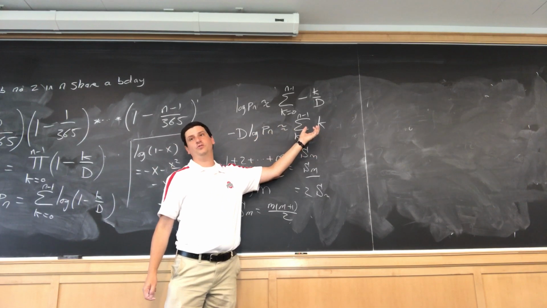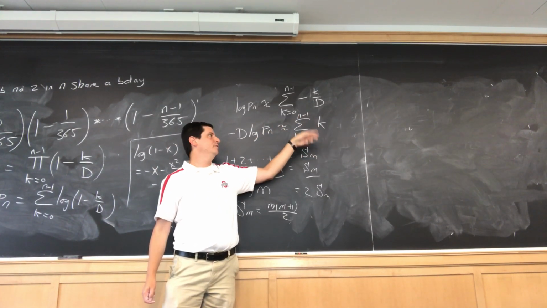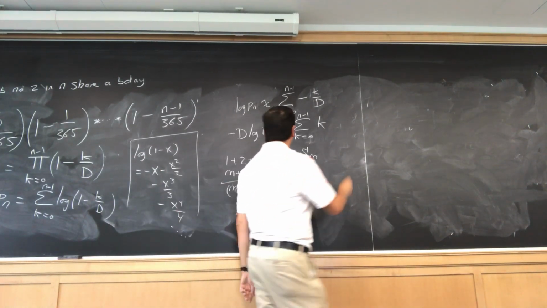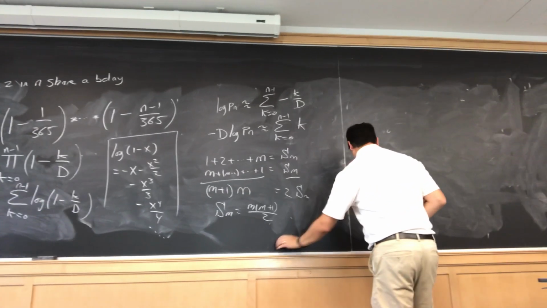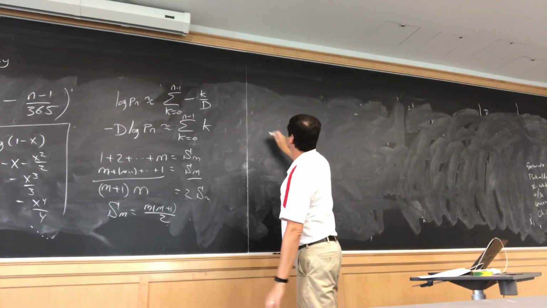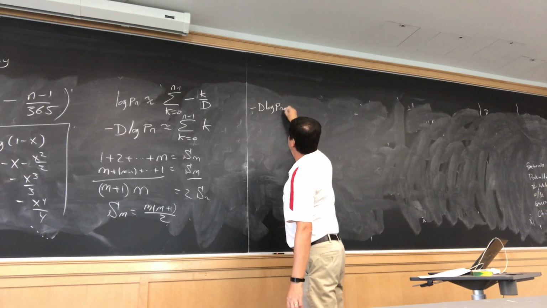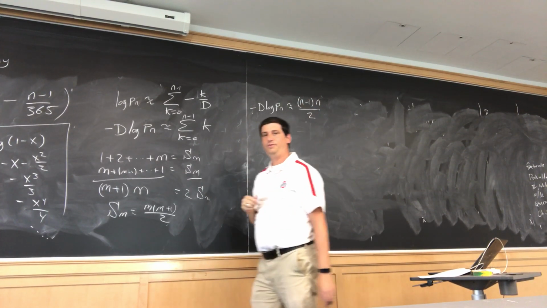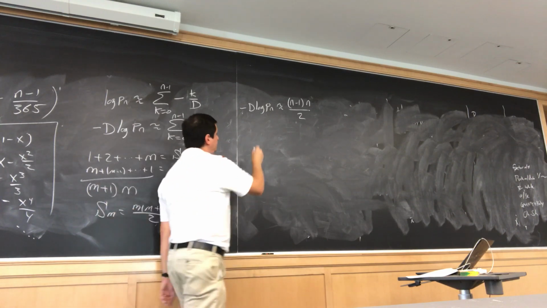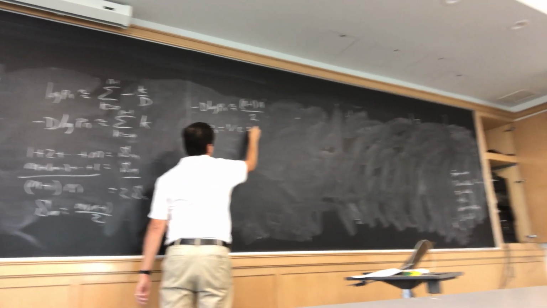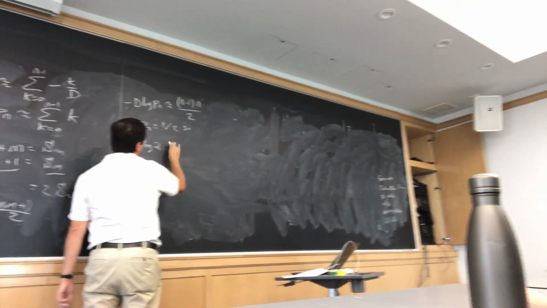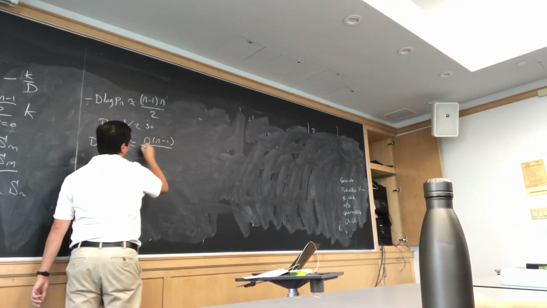You could also approximate this by an integral, approximately integrating x from 0 to n minus 1. There's lots of things you can do, but we can actually evaluate it exactly. And so now I can say, let me just keep moving down. We get negative d log Pn is approximately n minus 1 times n over 2. And we want Pn to be a half. So we get d log 2 is approximately equal to n minus 1 times n over 2.